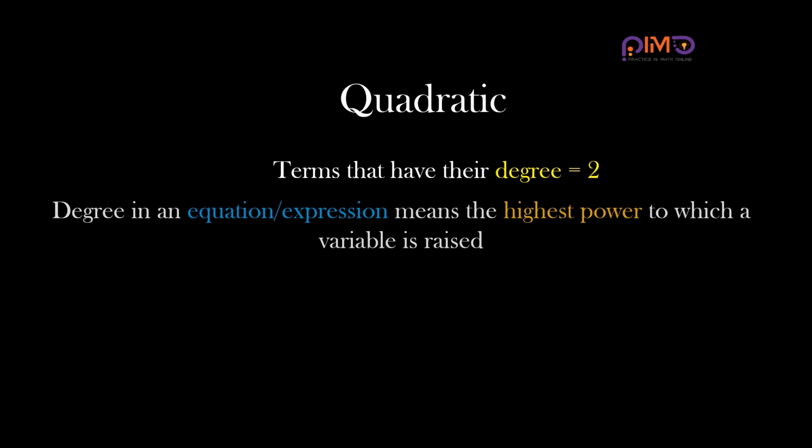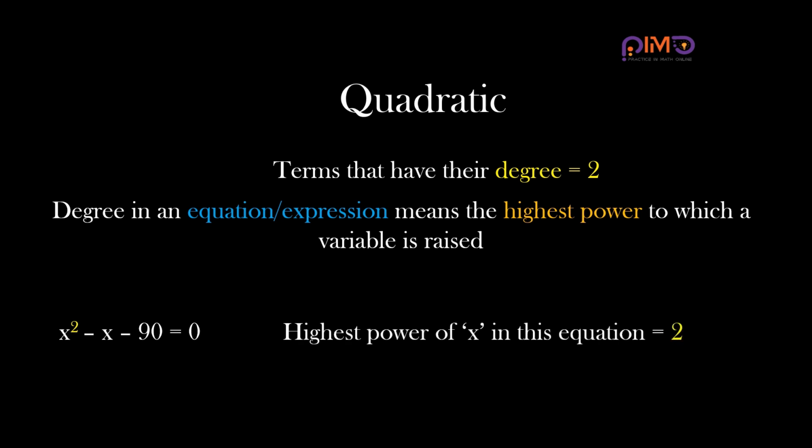Now the term quadratic means terms that have their degree as 2. Degree in an equation or expression is the highest power to which a variable is raised. Let's take an example. x squared minus x minus 90 is equal to 0. Here the highest power of x in this particular equation is 2. So the degree for this equation is 2. Let's take a few more examples.